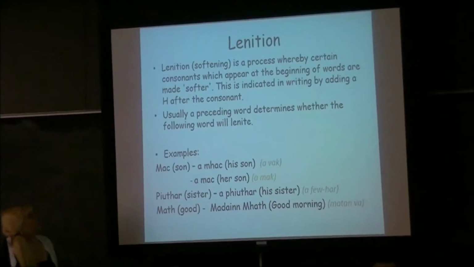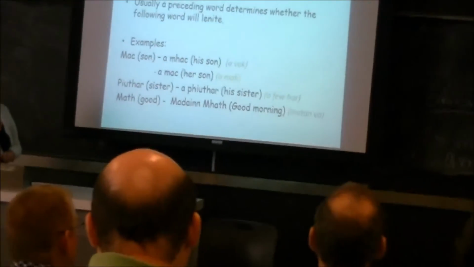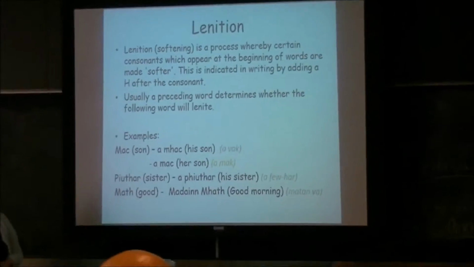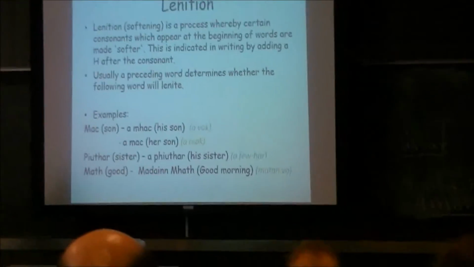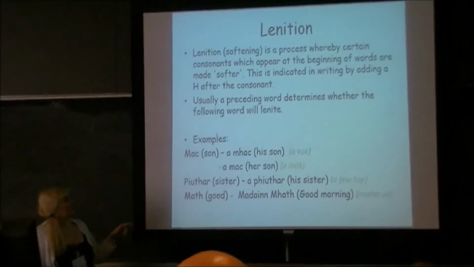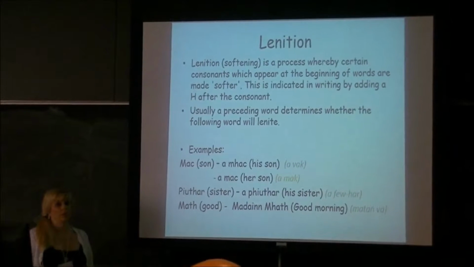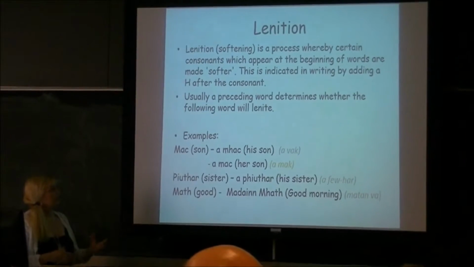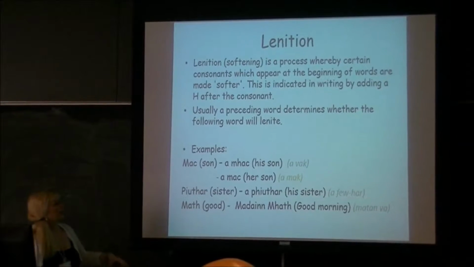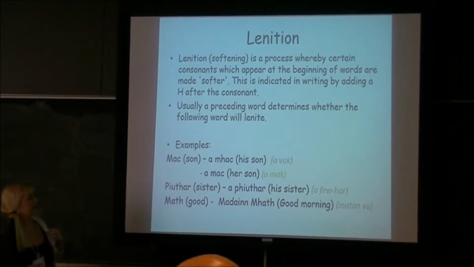Lenition is a softening process whereby certain consonants which appear at the beginning of words are made softer. This is indicated in writing by adding an H after the consonant. Usually the preceding word determines whether the following word will lenite. So there are circumstances when a word has to lenite and when it doesn't. I've got some simple examples here, but if you come to learn the language, you would get to know all the different circumstances when you need to lenite a word.